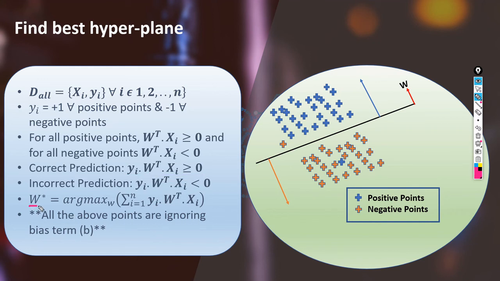So we have to find a w star, the optimal w, for which the summation of the signed distances for all the points is maximized. For all these points we are getting a signed distance, and when we do the summation, we have to take care that it is maximized. So that is our optimization problem: find the best w, or optimal w, or w star, for which the summation of the signed distances will be maximized.